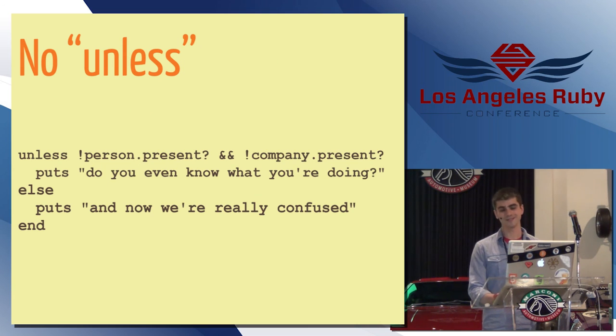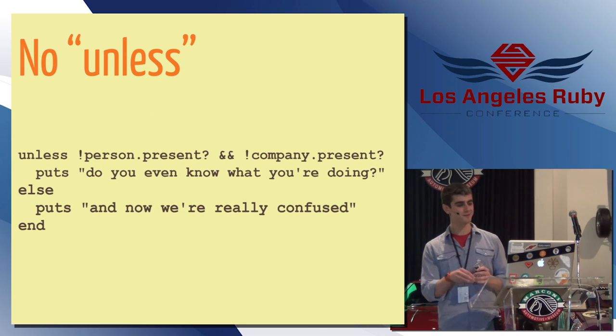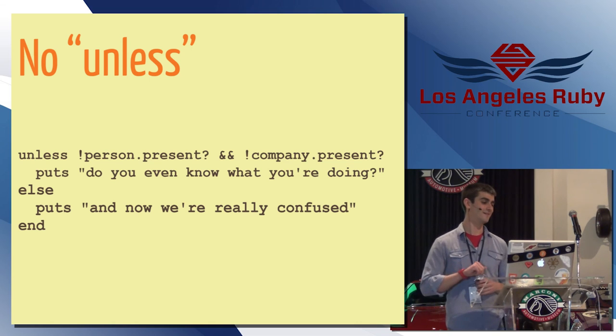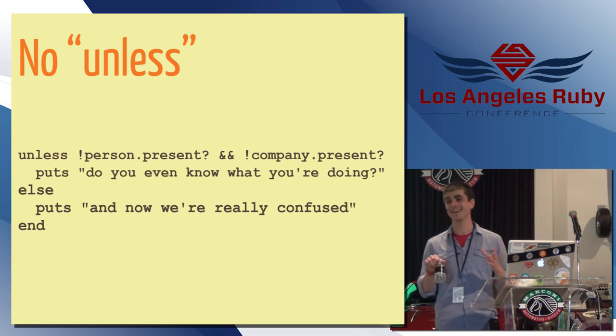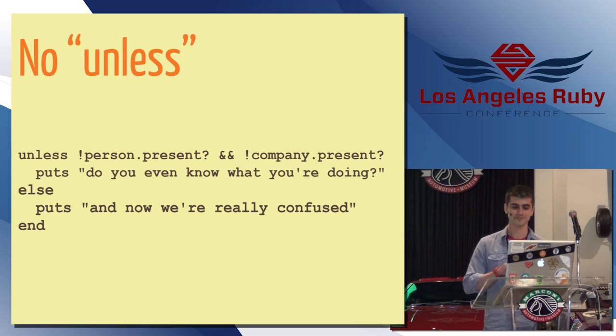Python has no unless, which I am very excited about. I loved unless when I first learned Ruby. Now I hate it. Here's a great example from the 37signals blog. Unless not person.present and not company.present, do you even know what you're doing? And then if you add an else to something like that, it's horribly confusing.